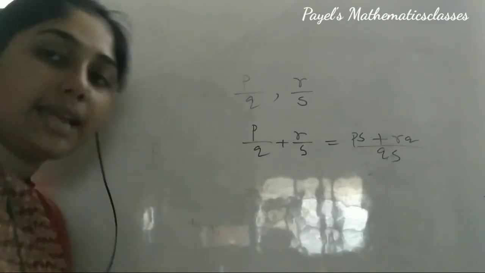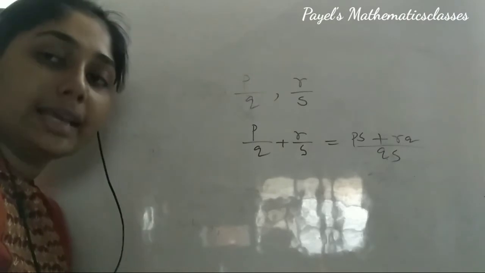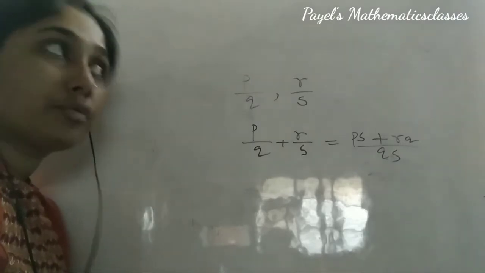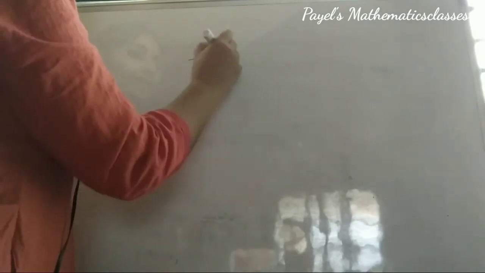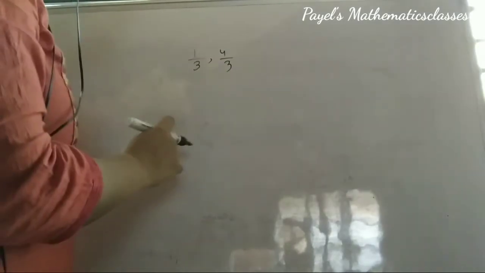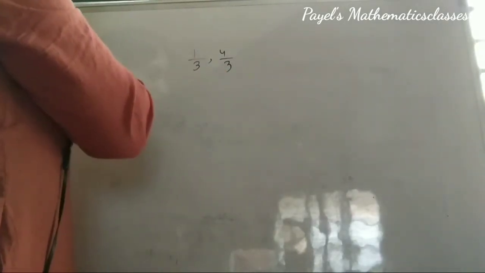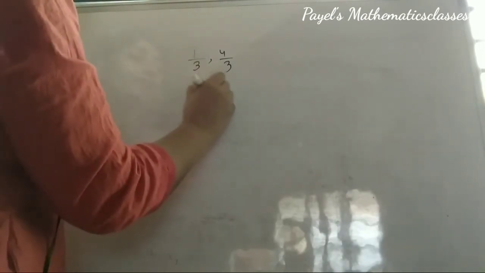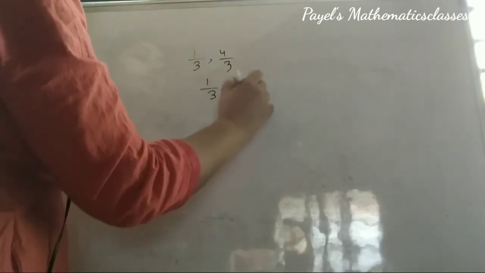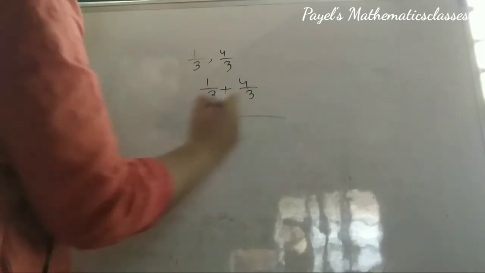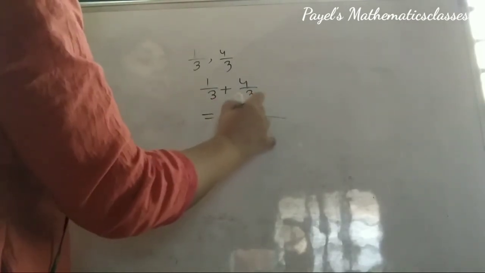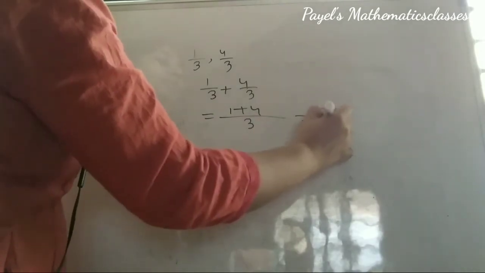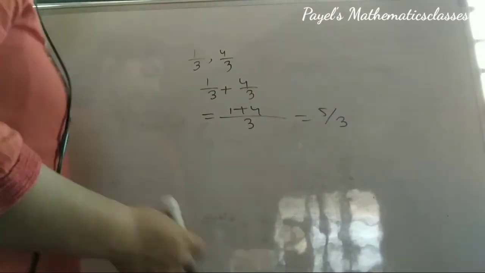Okay. Now, I will give examples of the two cases. 1 by 3 and 4 by 3 are two rational numbers where the denominators are the same. Then, after applying the summation, what will we get? See, the LCM is equal to 3. After that, 1 plus 4 equals 5, so we get the result 5 by 3.